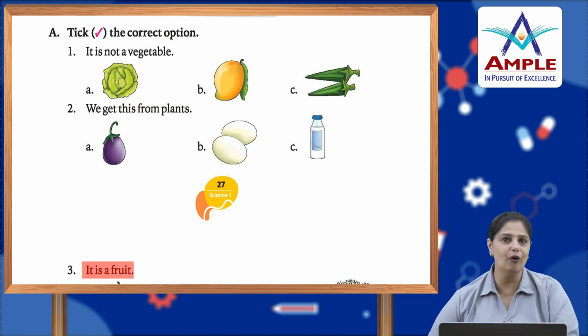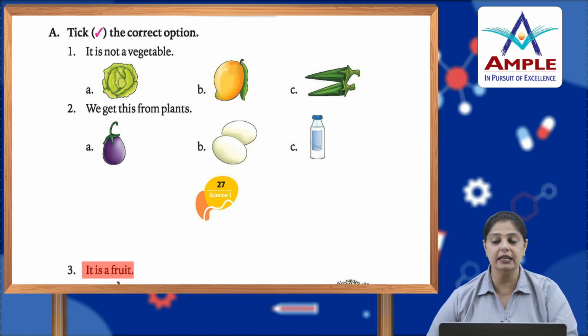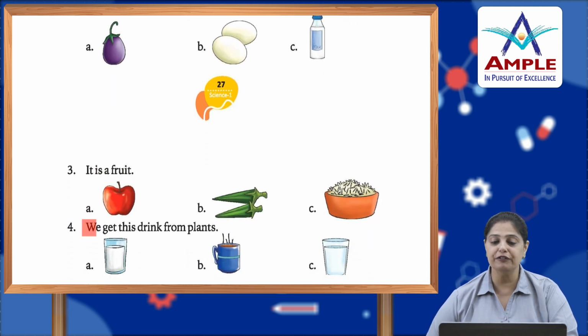It is a fruit. I am sure this one you all know. It's pretty easy. Is it A, apple, B, ladyfinger or C, the rice grains? It is a fruit. An apple a day keeps the doctor away. So, it is A, apple. We get this drink from plants. What is it? A, water? B, coffee? Or C, milk? It is B, coffee. Tea or coffee we get from plants.